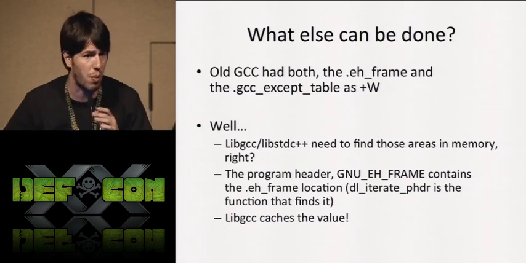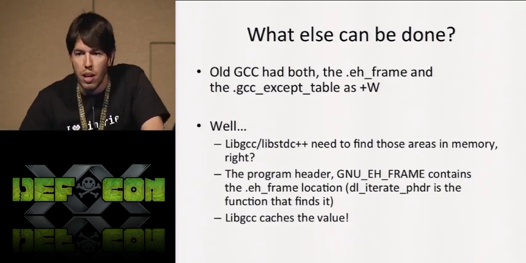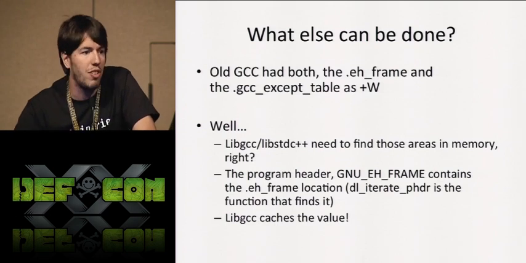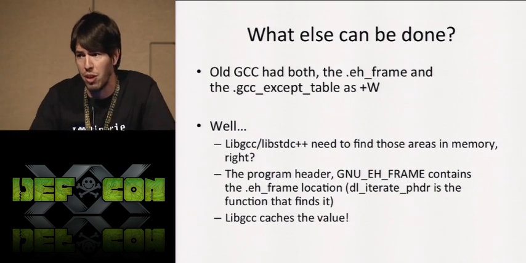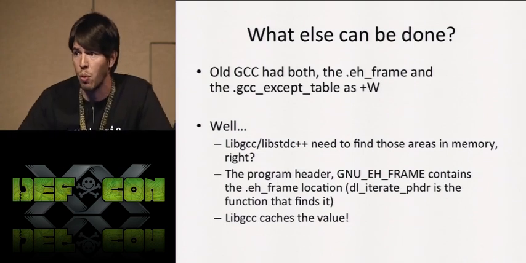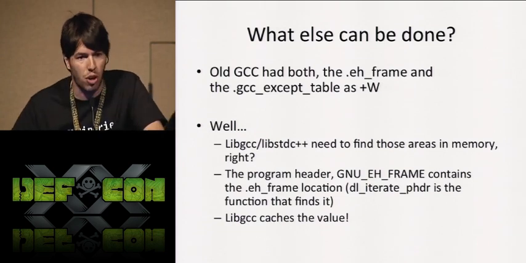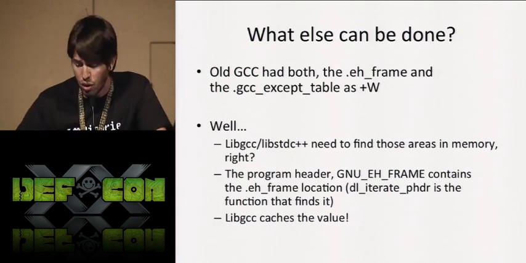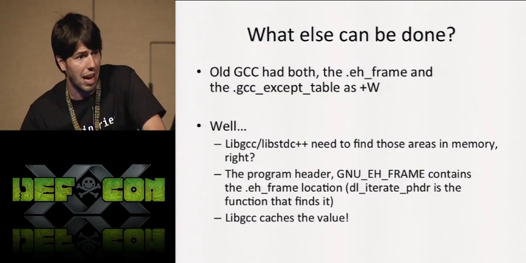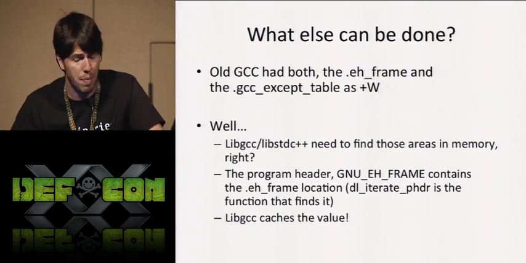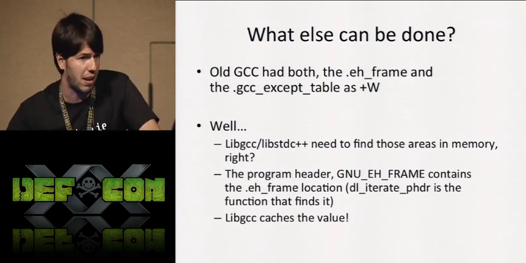What happens is, of course, modern versions of GCC don't do that. So what else can we do? So basically, we know that the libGCC that is inserted in the target program needs to find the exception table anyway in memory, right? So we know it's located there. We also know that the EH frame location is included in the frame header. So it uses the dl_iterate_phdr function to actually locate it, and it's located somewhere in the target program's memory.